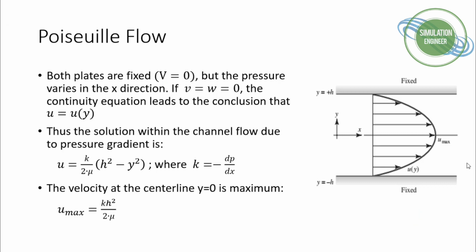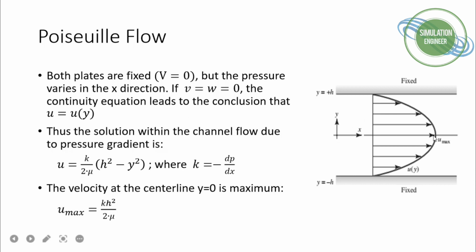So what actually is Poiseuille flow? It is normally assumed in this flow that if we take, for example, this channel or this two-dimensional duct, the two plates at the top and the bottom are fixed, but the pressure only varies in the x direction. So if you say that the velocity is in, let's say, y, your vertical, and the third dimension, which is the z direction, with velocity w, is 0, the continuity equation leads to the conclusion that the overall velocity is a function of y.